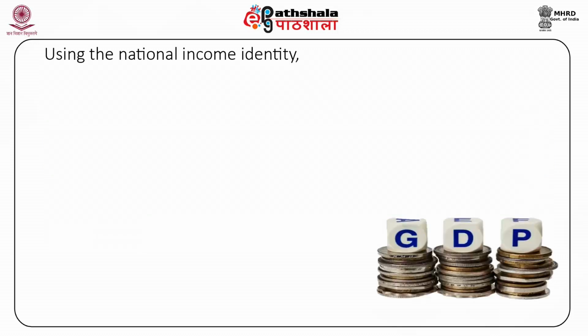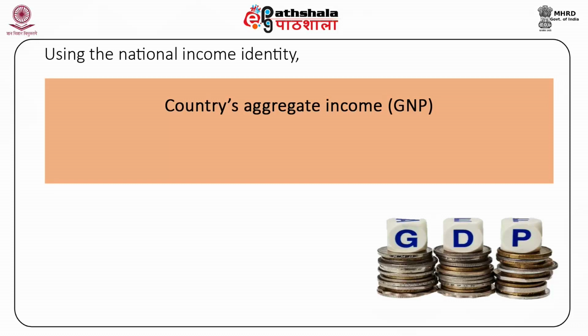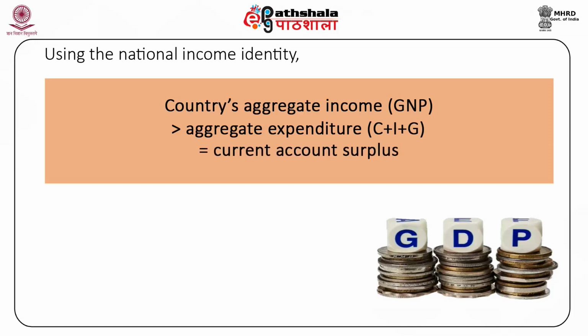Using the national income identity, we can show that when a country's aggregate income exceeds its aggregate expenditure, which is C plus I plus G, it runs a current account surplus and the current account balance is positive.